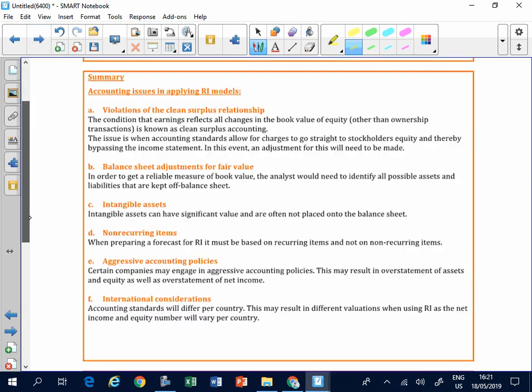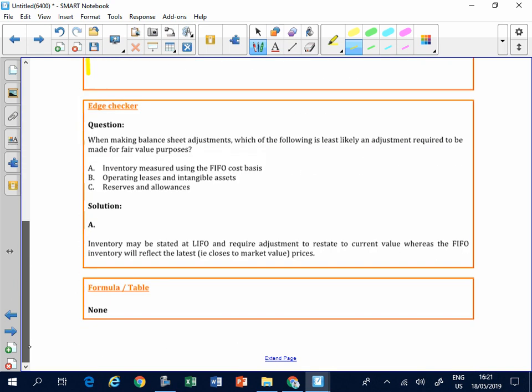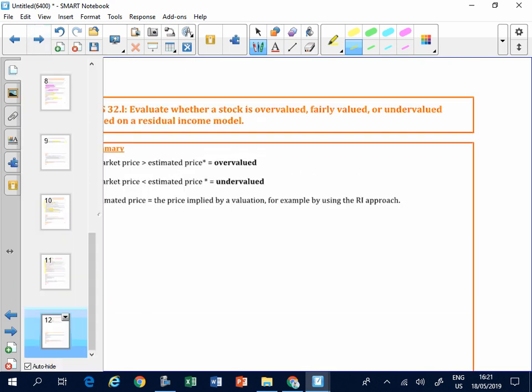Okay. And here are some of the violations and accounting issues. So once again, clean surplus, we've rolled that in. Balance sheet adjustment for fair value. Intangibles not occurring. You guys can read through that. That's not necessarily too difficult. And is that it? Okay.